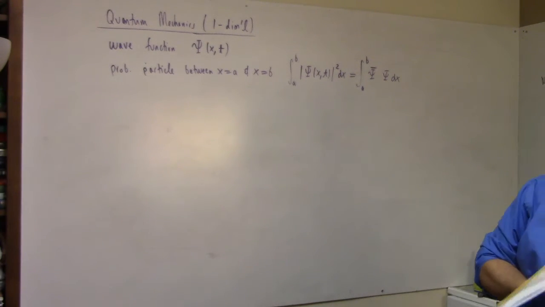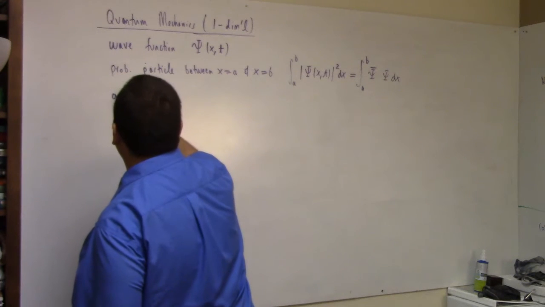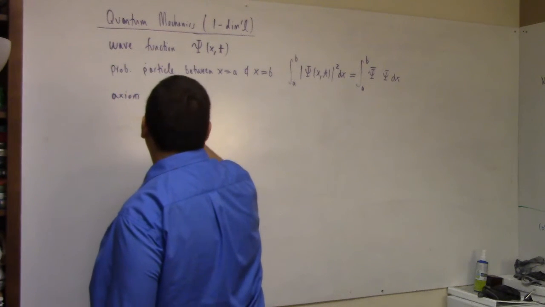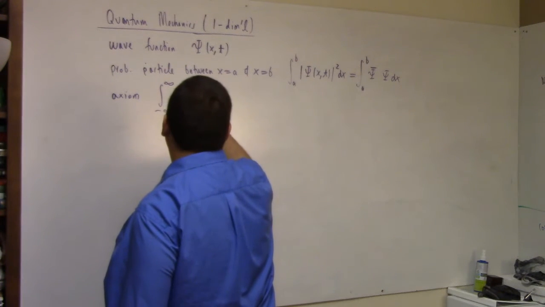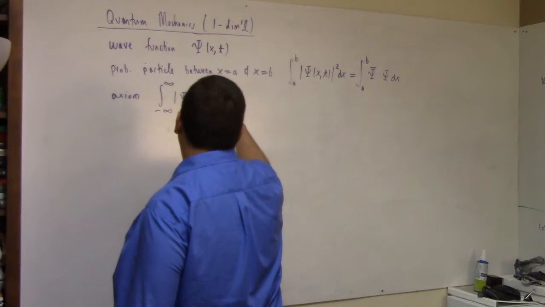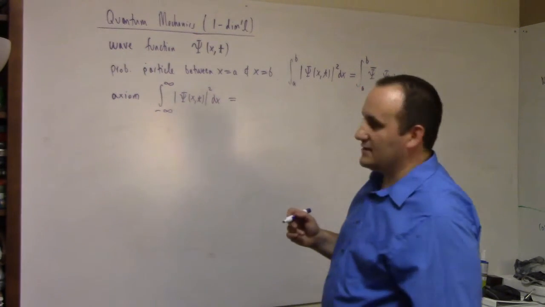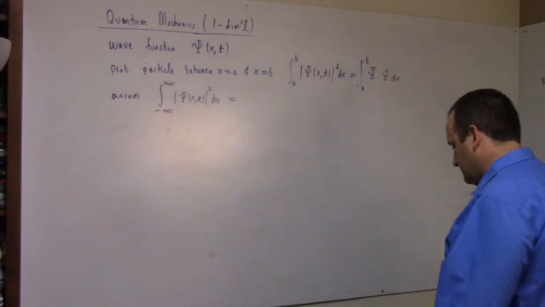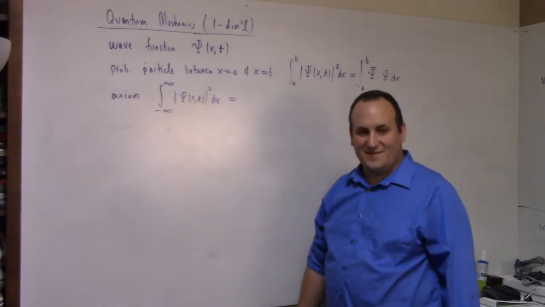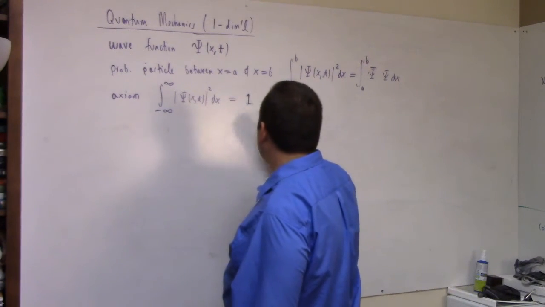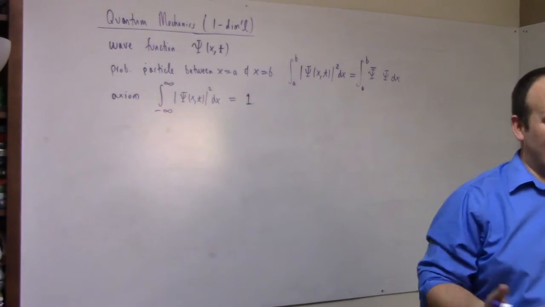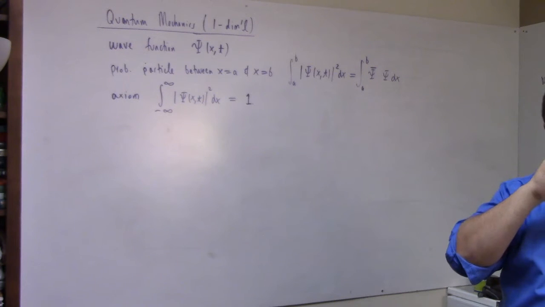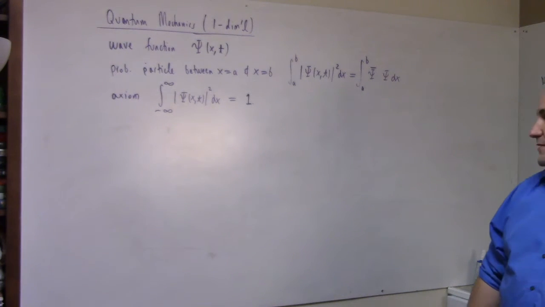So, all right, we're in a one-dimensional system. Basically, here's one of the axioms. The integral from minus infinity to infinity for a one-dimensional system. What's this equal to? I want to say 1, just to guess. Why would that be? Because it's a probability function. Right. The particle has to be somewhere. If it's one dimension, that's the totality of the state space, basically. It has to be somewhere, so the total integral has to be 1.